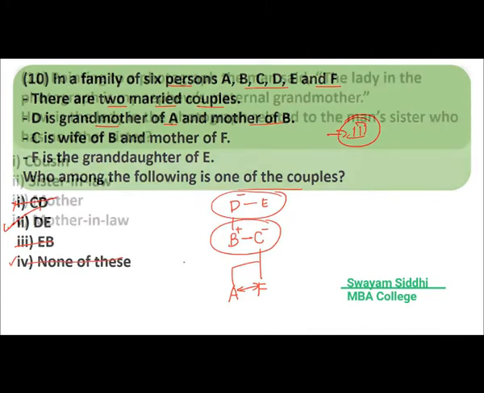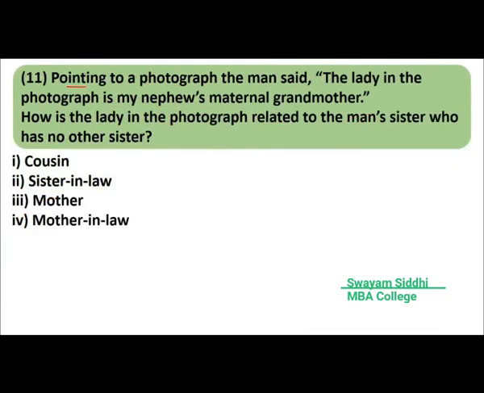Moving to the next question. Pointing to a photograph, the man said, "The lady in the photograph is my nephew's maternal grandmother." How is the lady in the photograph related to the man's sister who has no other sister? This is a type 1 sum with a small twist, because here it is not the relation between the man and the lady in the photograph, it is the relation between the lady in the photograph and the man's sister, who has no other sister.